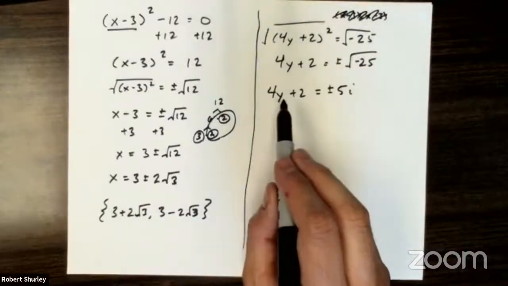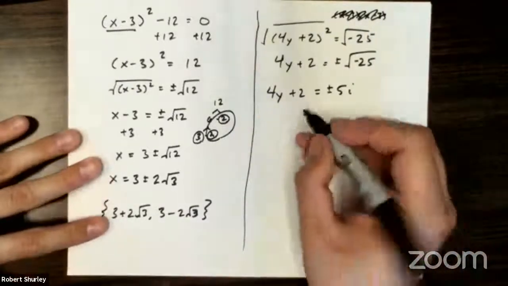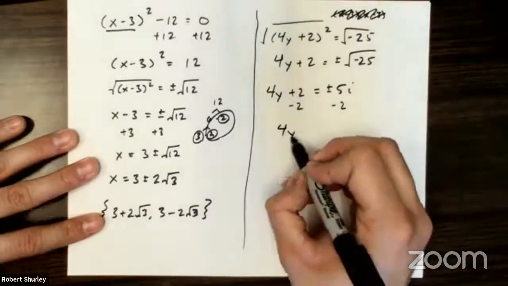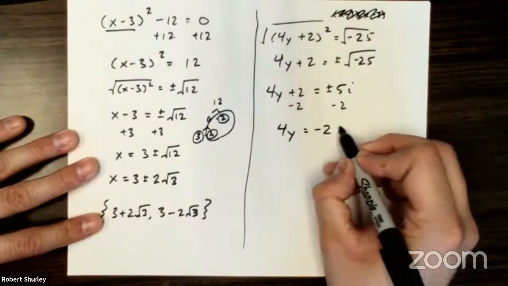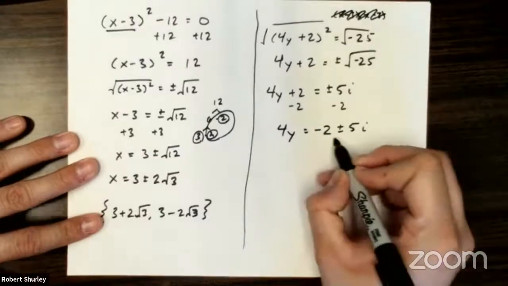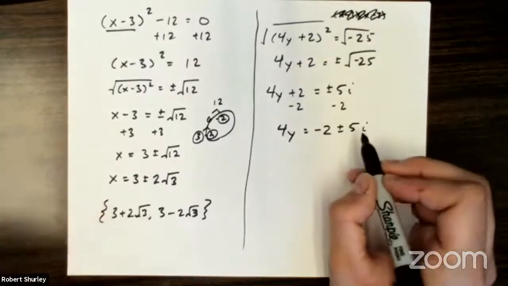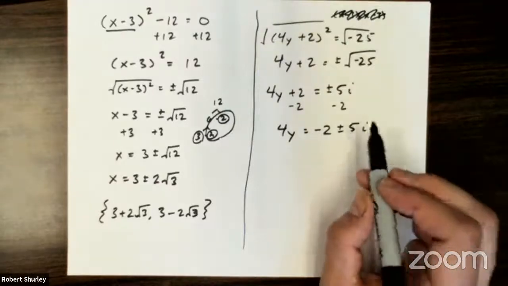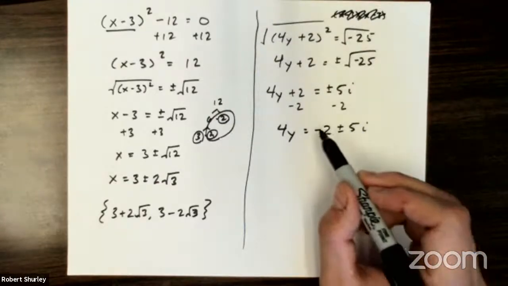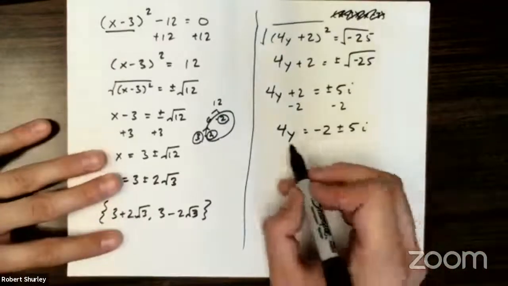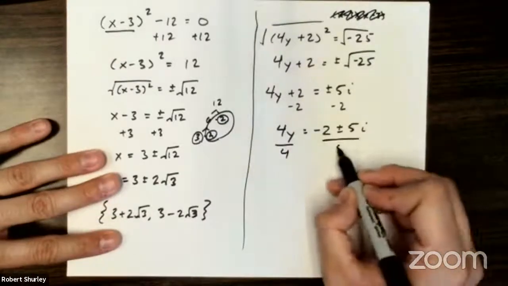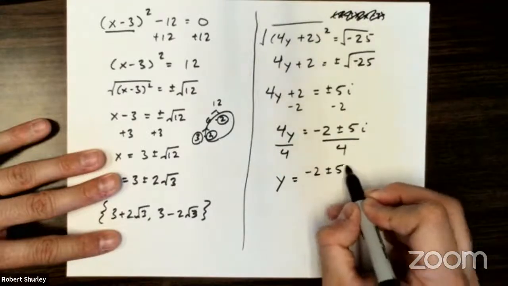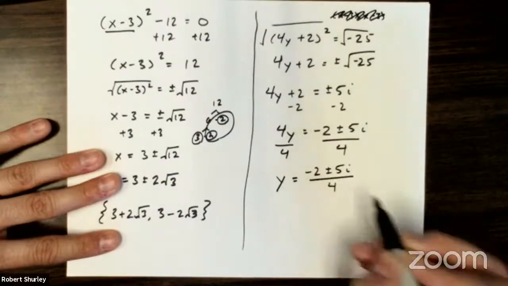So now we just have to solve for y. Subtract the 2, so we have negative 2 plus or minus 5i. Remember, we can't add these together because one's a real number and one's an imaginary number, so we leave them separate. And then divide by the 4. So we get y equals negative 2 plus or minus 5i, all over 4.